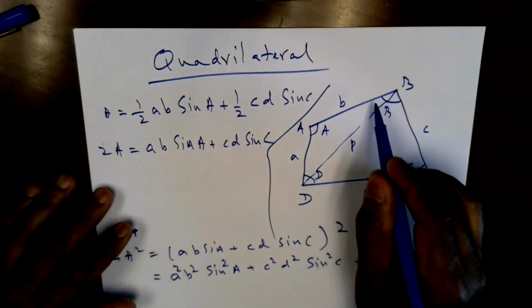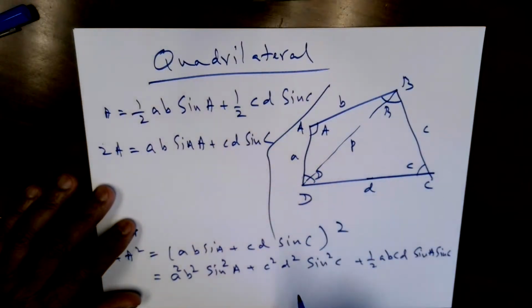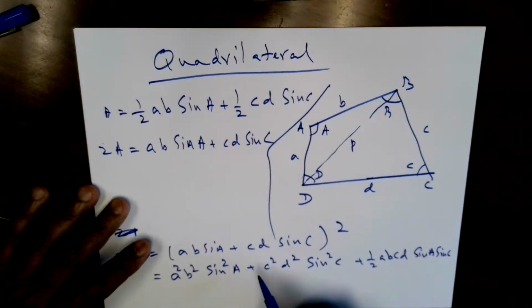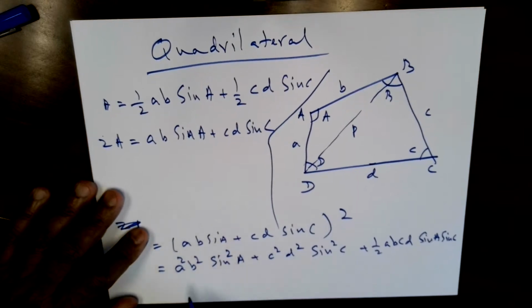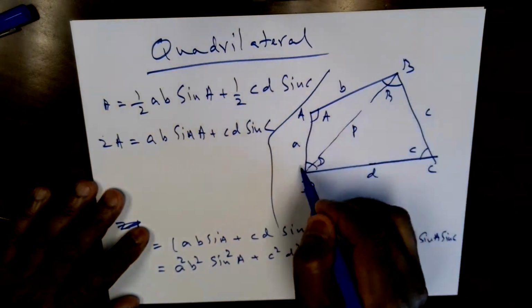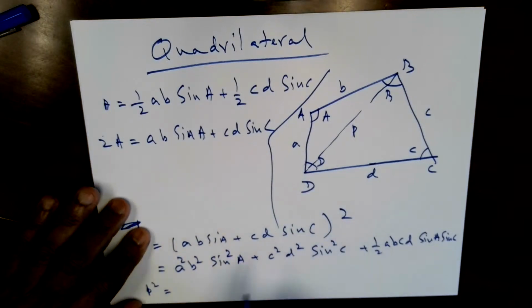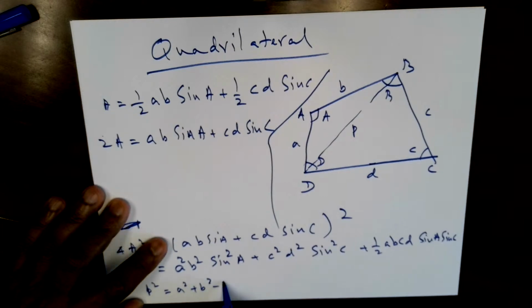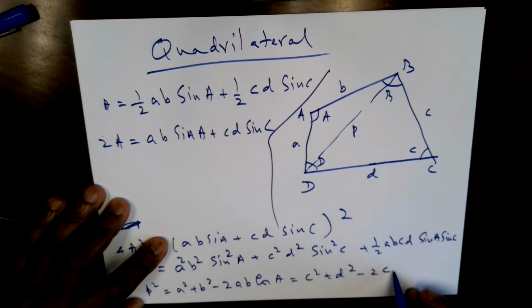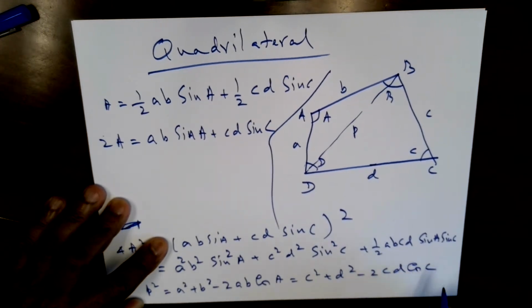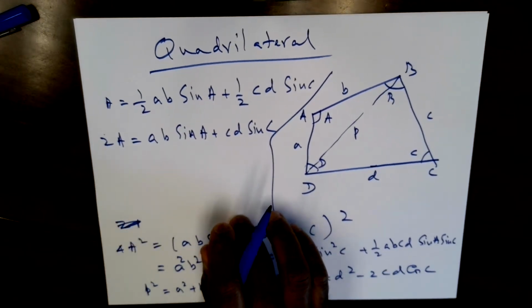From the figure we can also use the quadrilateral relations. So we get p squared. If you take this triangle, the p squared can be written as a squared plus b squared minus 2ab cos a, which is also, from here, c squared plus d squared minus 2cd cos c.